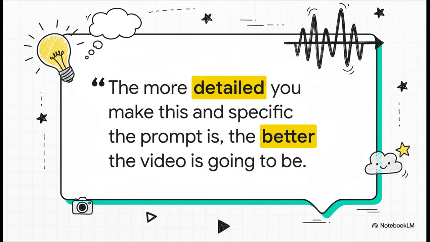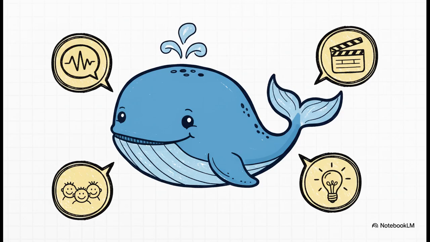The more detail you give it about the character, the theme, the tone, the better the AI's final video is going to be. And a better video means kids watch longer. It's that simple. And here is a perfect example of what a great prompt looks like. See how specific it is?